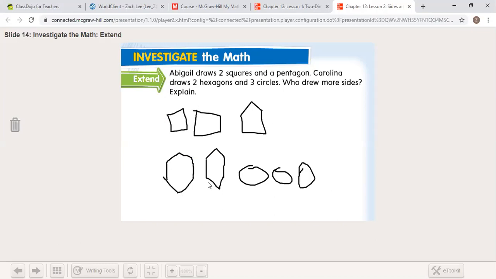I went ahead and drew these earlier. Not the best drawing, but Abigail draws 2 squares and a pentagon. Carolina draws 2 hexagons and 3 circles. Who drew more sides? And explain. So go ahead and look over those and see what you can come up with for Abigail and Carolina. Give you about 30 seconds or so.